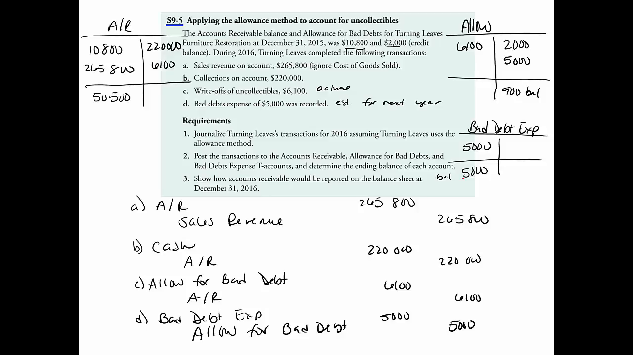And the last one here says, how would this be reported on the balance sheet? And so we would have the asset accounts receivable showing $50,500 minus the allowance, which has a balance of $900, would give me $49,600 as that net realizable value. That's the number that's going to show up on the balance sheet. You'll see both of those, but that's the ending number that's really relevant on the balance sheet.